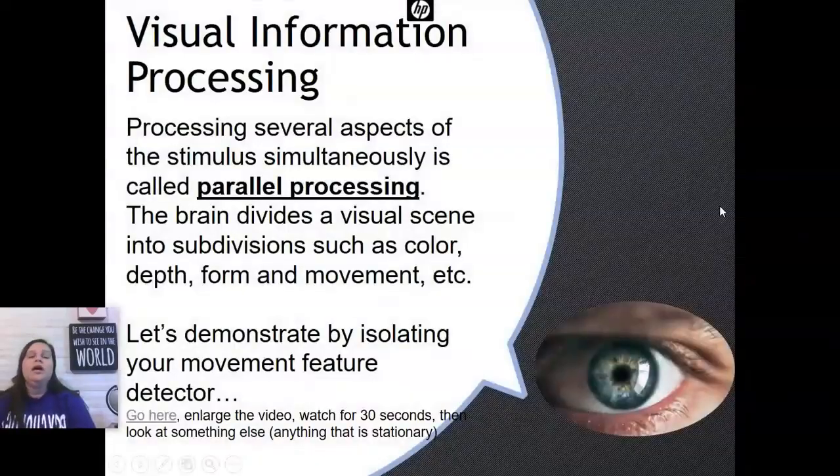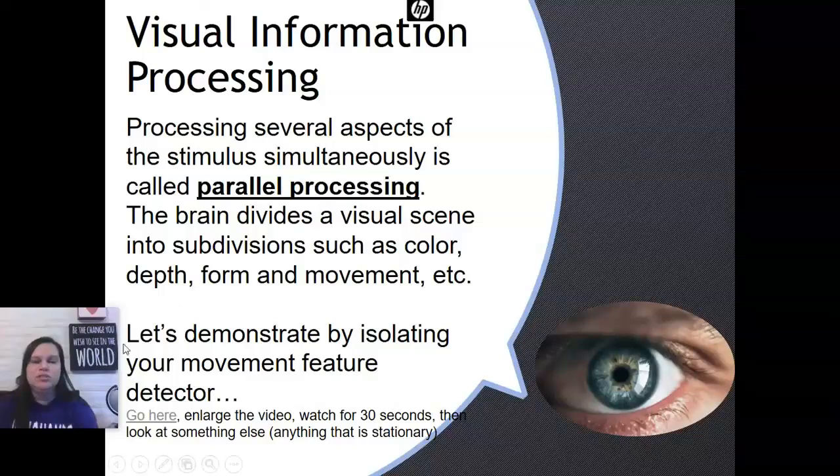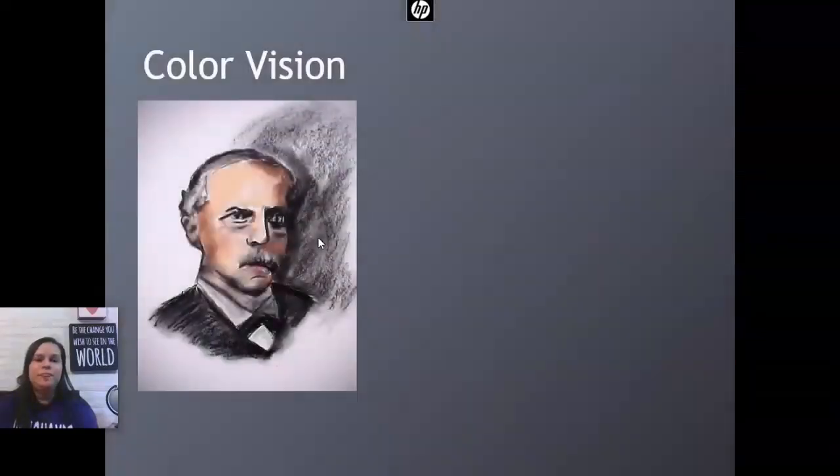Our brain has the ability to process multiple aspects of visual information at a time, and we call this parallel processing. This is occurring in that visual association area, where we talked about lots of things happening at once. It can divide a visual scene into subdivisions. So while we're looking at one thing at one time, there are all these little zones that it'll create, based off of color, depth, form or shape, and movement. We'll demonstrate this in class, and we'll do some parallel processing there.